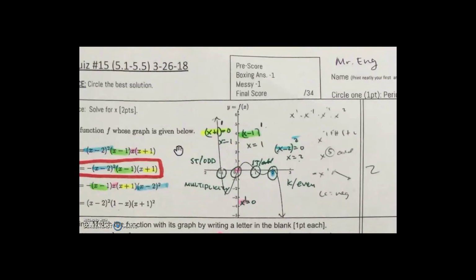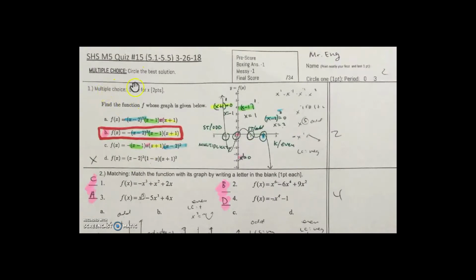Question number 1, multiple choice. Find the function f whose graph is given below. Here's our graph. I noticed a couple of things. The arrows are pointing in different directions, so this would be an odd function. It's an odd function because the arrows are in different directions. You also have a leading coefficient that's negative.